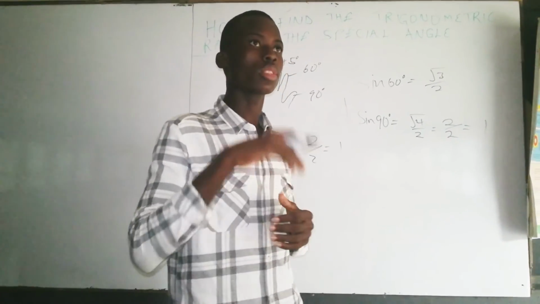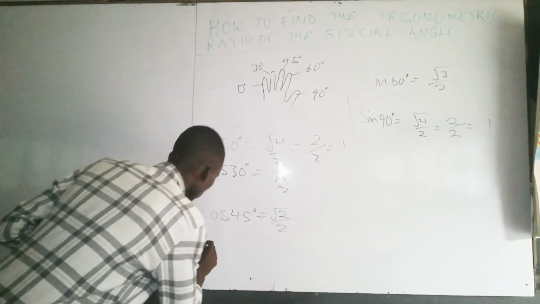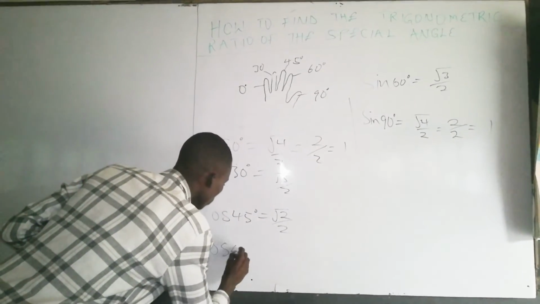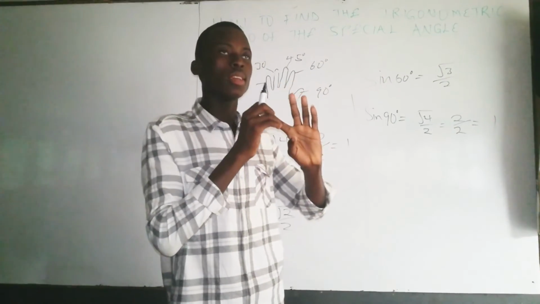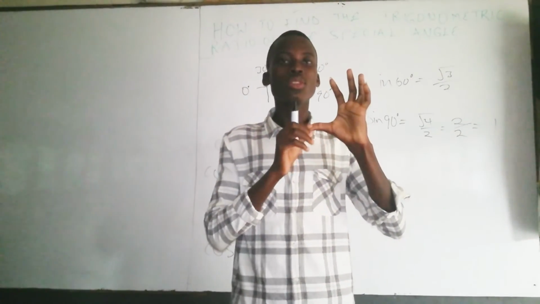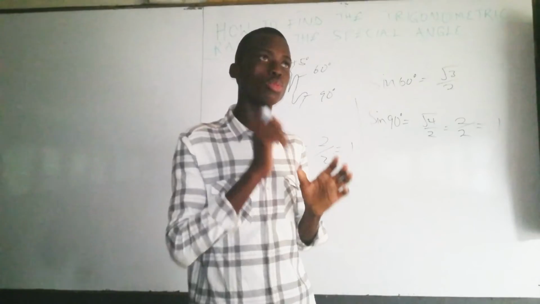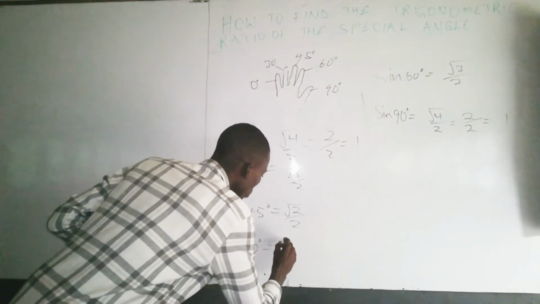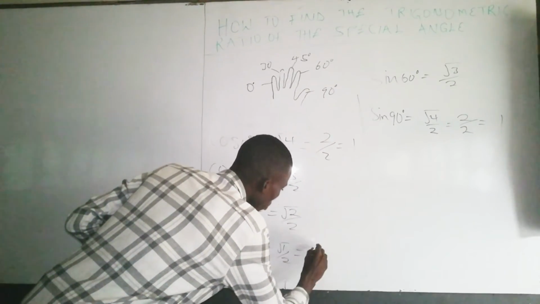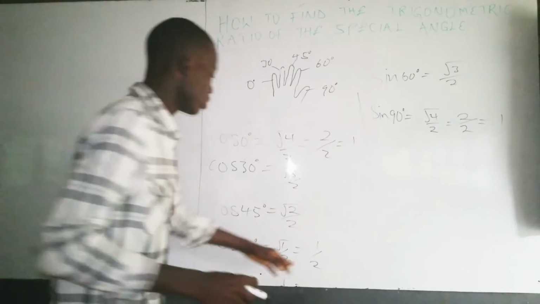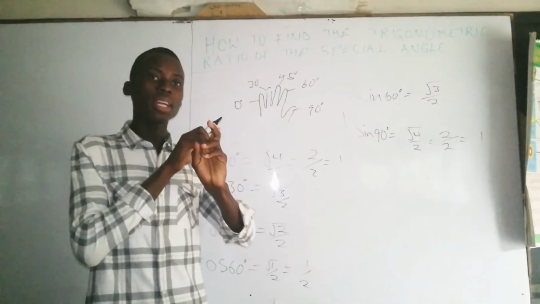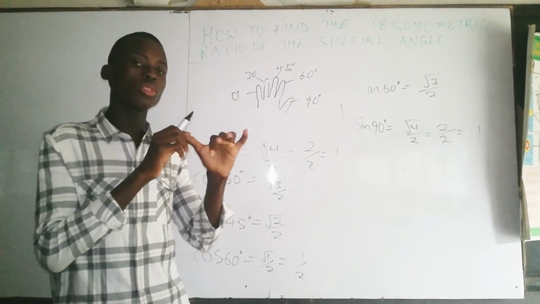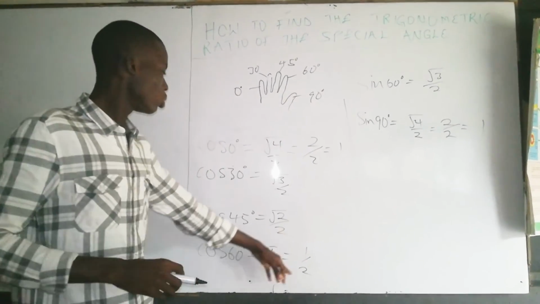Now let's go to cos 60. This is the finger marked 60, and you have only one finger above. So that's root 1 over 2, which will give us 1 over 2. So cos 60 is half.